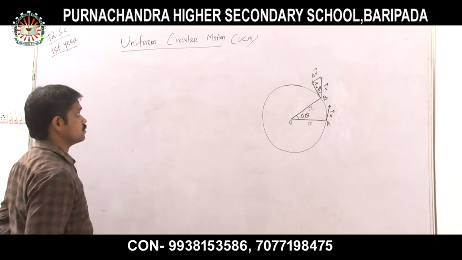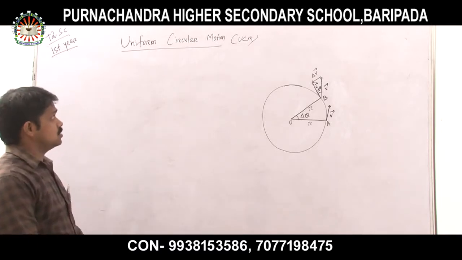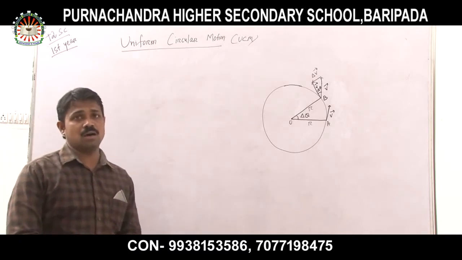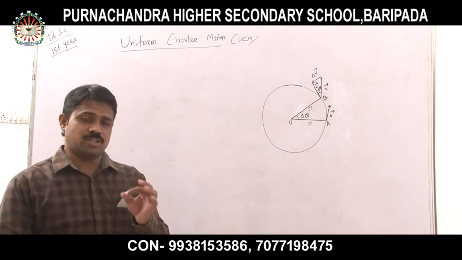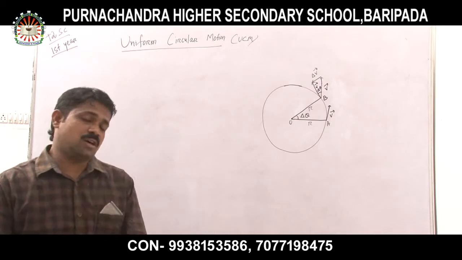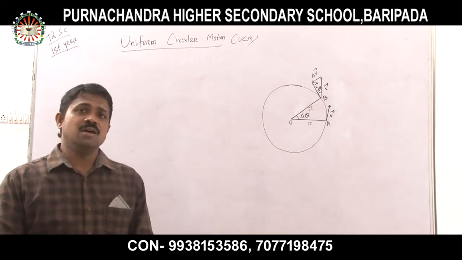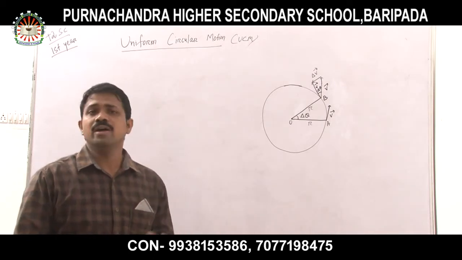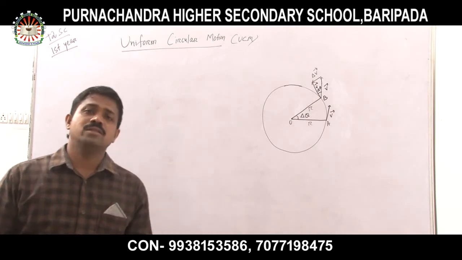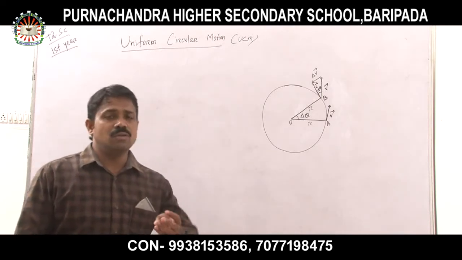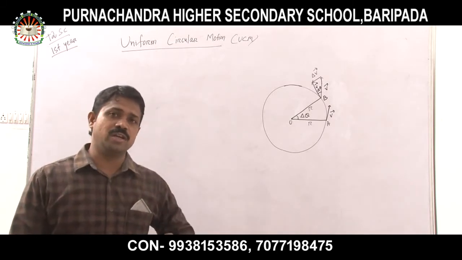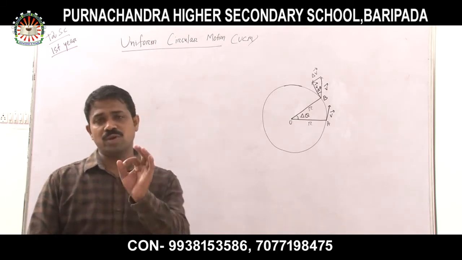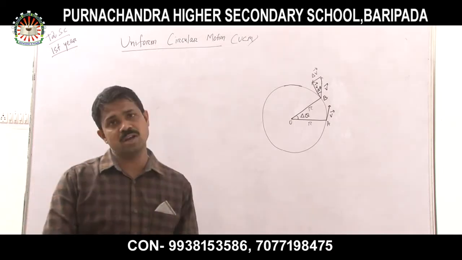So in the previous class, we were discussing circular motion, the fundamentals of circular motion. What are the physical quantities relating to circular motion? That is the radius vector, the angular velocity, angular displacement, angular accelerations, and the relationship between linear velocity and angular velocity. These things we have already discussed in our previous video lecture.